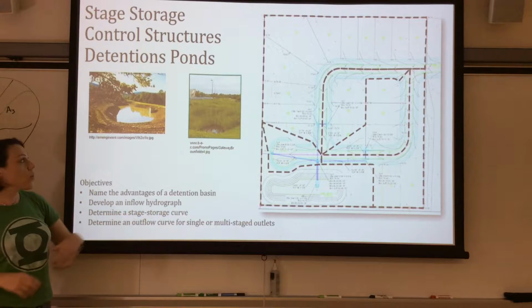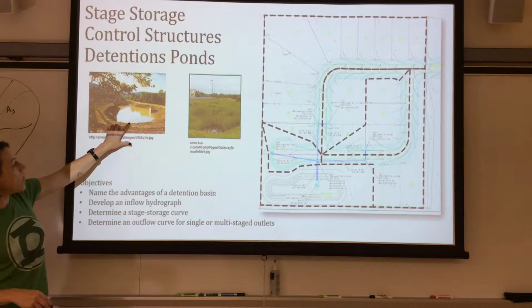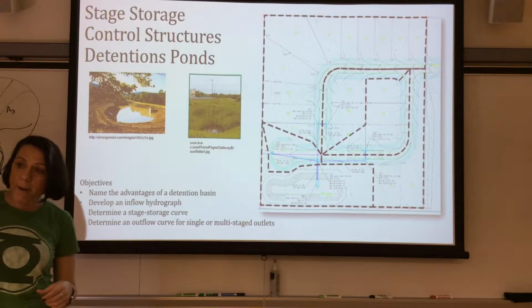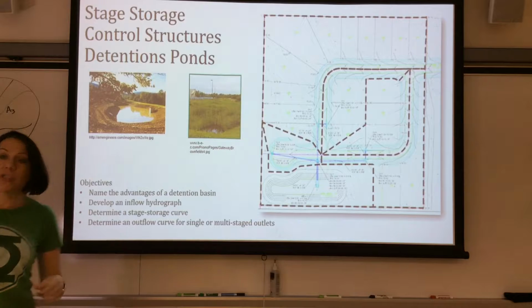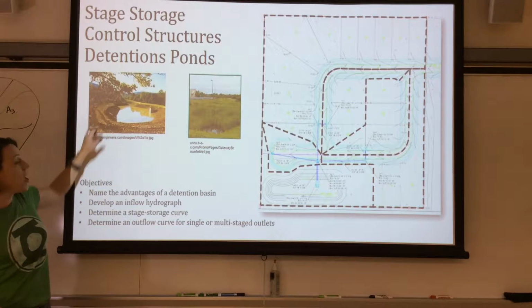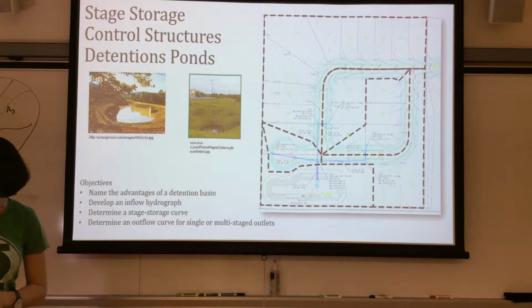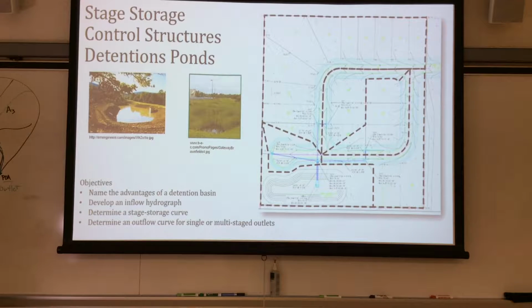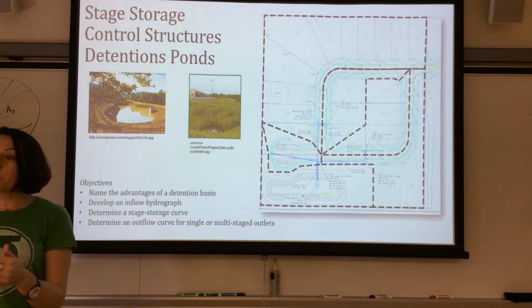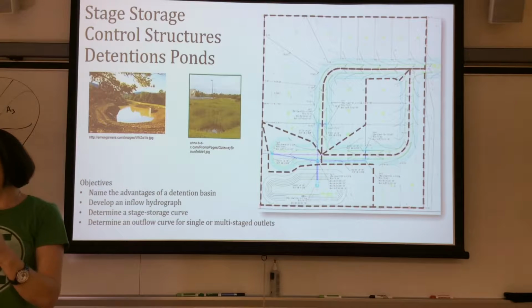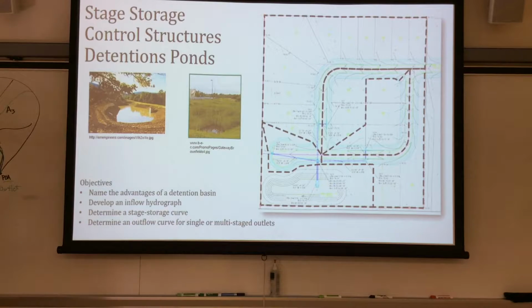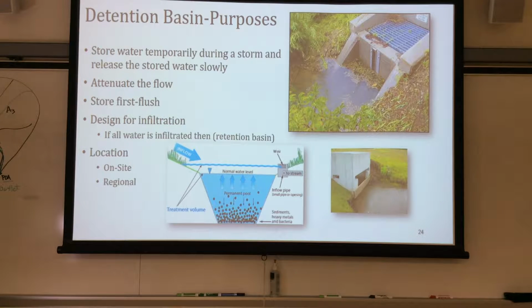Now, this stage storage curve means that as water rises, there's volume in that pond that is being held in. The stage is the elevation and the storage is the volume number. The last thing that we'll do is create a curve for multi-stage outlets. The reason we're doing all of this is because all the computer models are using that data to interpolate at certain stages how much water is actually coming out of it. So the purpose of it, like I said, is to release the water out.